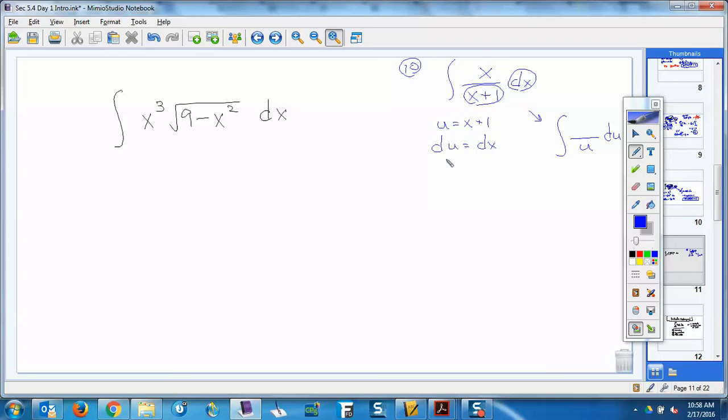Is it u minus 1? Yes. You can take this equation and subtract 1 from it. x would equal u minus 1. So over here on top, you would have u minus 1. Now, the question this morning was, well, that looks a lot like what you started with. The only difference is the top and bottom are flipped.